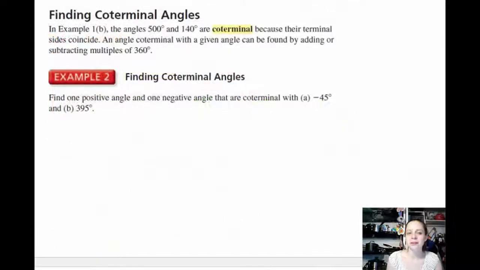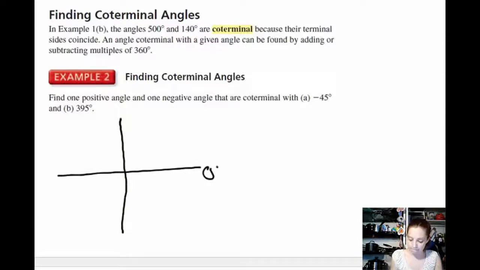Topic number 2, coterminal angles. In example 1b, the angles 500 degrees and 140 degrees are coterminal because their terminal sides coincide. An angle coterminal with a given angle can be found by adding or subtracting multiples of 360. In example 2, we're going to find one positive angle and one negative angle that are coterminal with negative 45 degrees and 395 degrees.